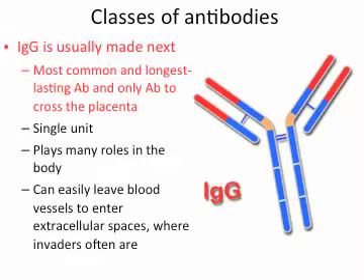The next antibody that you would make in your immune response to that foreign invader is IgG, and this is a single unit, so it's a monomer. It's not a pentamer like IgM, but IgG is the most common antibody. It's the longest lasting antibody, so that means it doesn't degrade. And then IgG is also the only antibody that will cross the placenta.